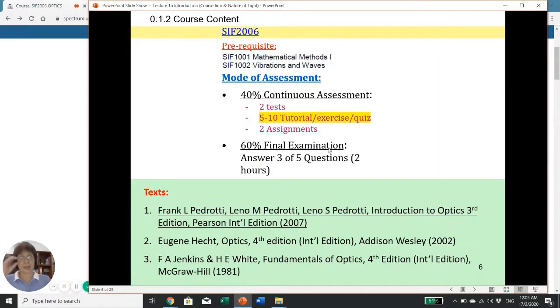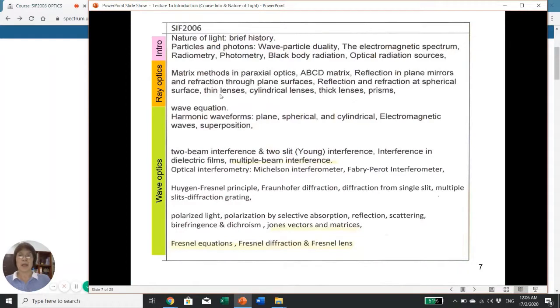And the main text will be Introduction to Optics by Pedrotti and Pedrotti. Some of the relevant chapters have been uploaded into Spectrum for your reference. So please do read those chapters. It will help a lot. And this is briefly the synopsis of your course. We will be starting with the introduction, and then we'll go into ray optics and then into wave optics.